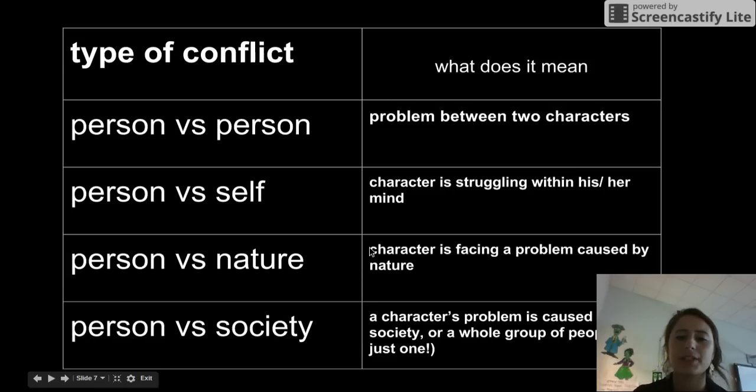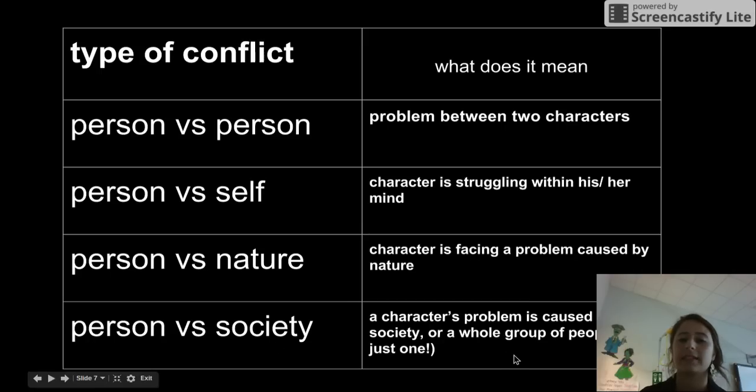Lastly, we have person versus nature, which is when a character is facing a problem caused by nature. So a lot of times we can't just point to a person and say that they caused a problem. They did this wrong. It's actually just caused by bigger other things in nature. Like the weather. If you're outside and there's really bad weather, that's a person versus nature conflict. If your clothes are soaking wet because it rained all over them, that's a person versus nature.